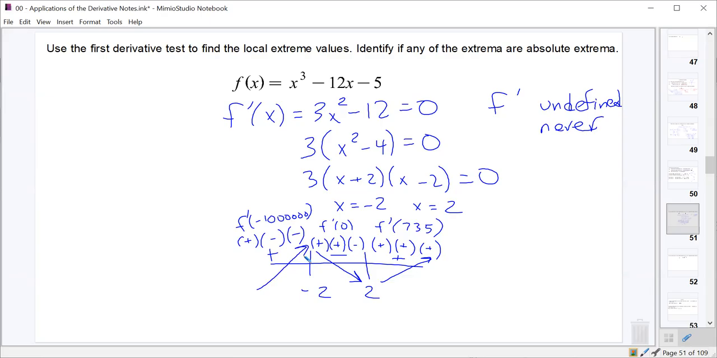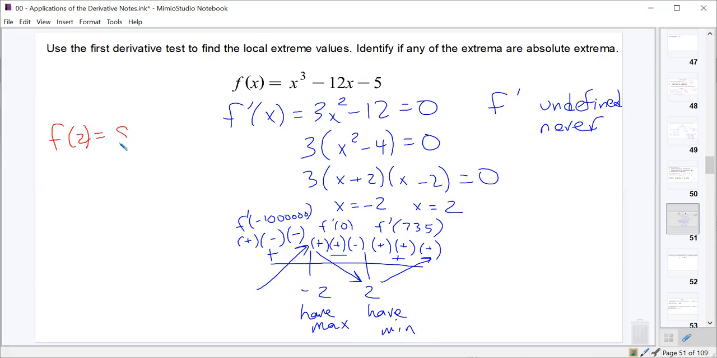Therefore, we can see that because our derivative is going from positive to negative at negative 2, this is where we have a maximum, and here we're going to have a local minimum. And it asks us, what are the local extreme values? So we'll investigate what f of 2 is.